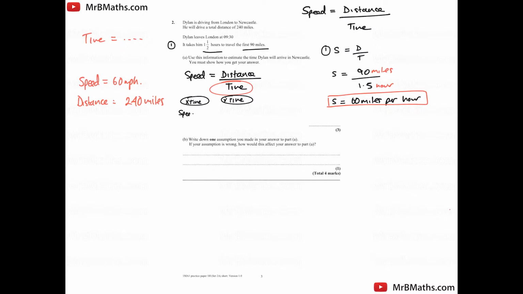Then we have speed times time equals distance, and then time is being multiplied by speed, so to get rid of that we need to do the inverse, which is divide by speed, and therefore we have our final equation, which is time equals distance over speed.